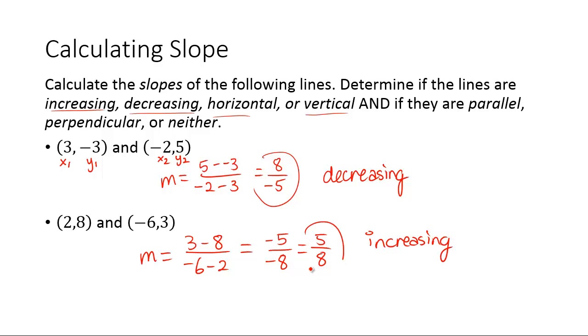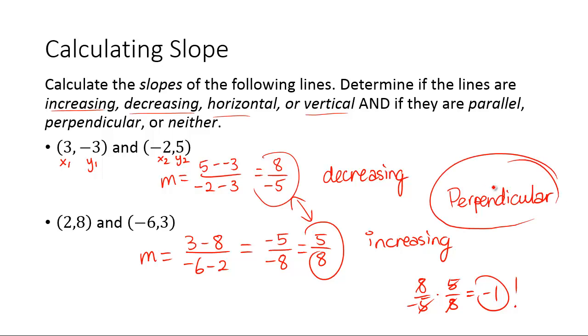Now what do you notice between the two? They're reciprocals and the signs are changed. Therefore, and this is a nice check, if they multiply and give you -1, then it's just a check that they're perpendicular. So these two lines are perpendicular.